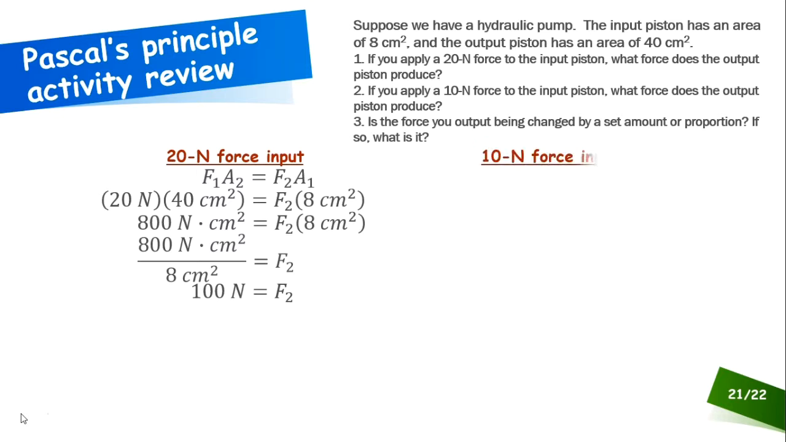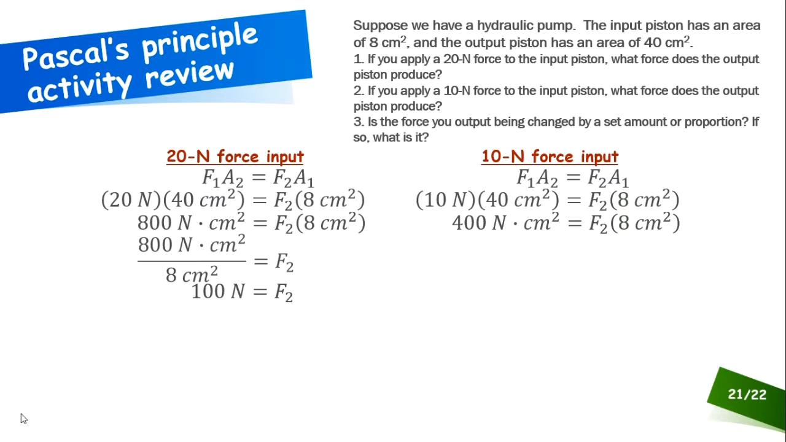The second question, if you apply a 10 Newton force, what is the output? So we're going to follow the same procedure, start out with our equation, substitute in what we know. So notice the 20 newtons is now 10 newtons. Everything else is the same. So 10 times 40 gives us 400. Divide both sides by 8, and we get 50 newtons for the output force.